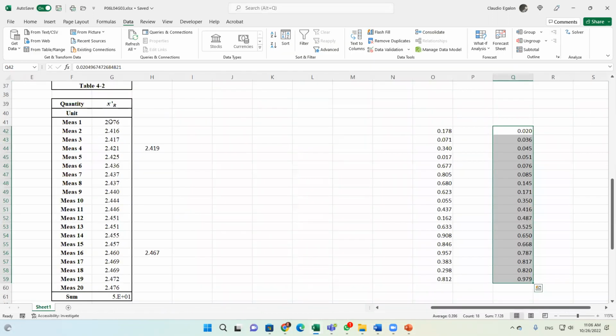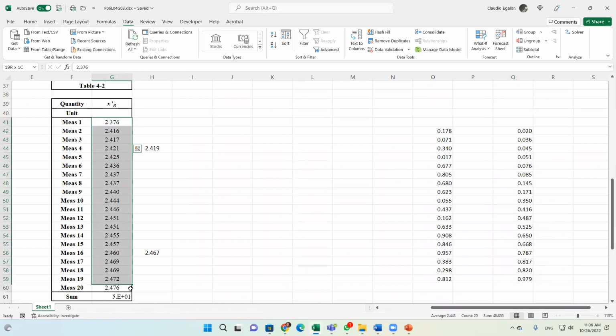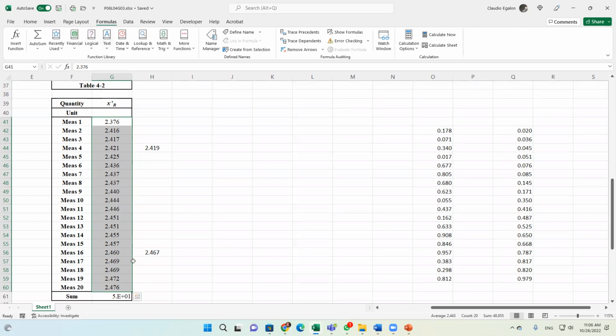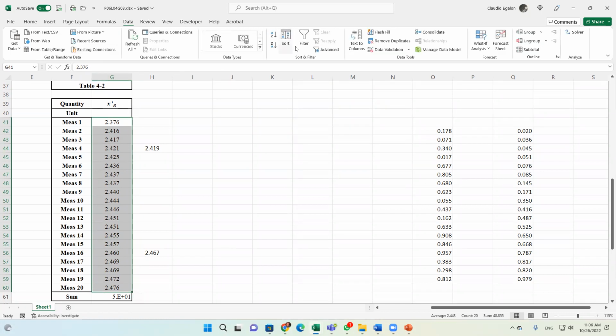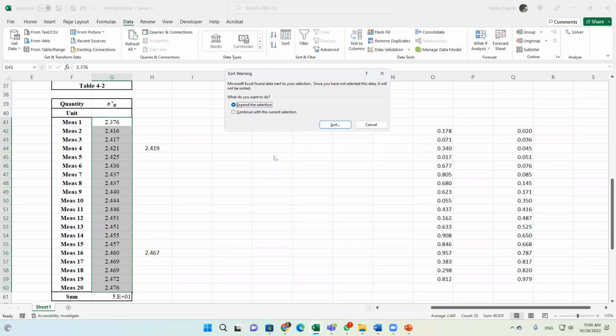Well, you have your table here, right? Make sure you put the numbers in there. You highlight the table of XR prime, okay? Highlight it, right? You want to sort those numbers. Okay, go to data and then click sort.